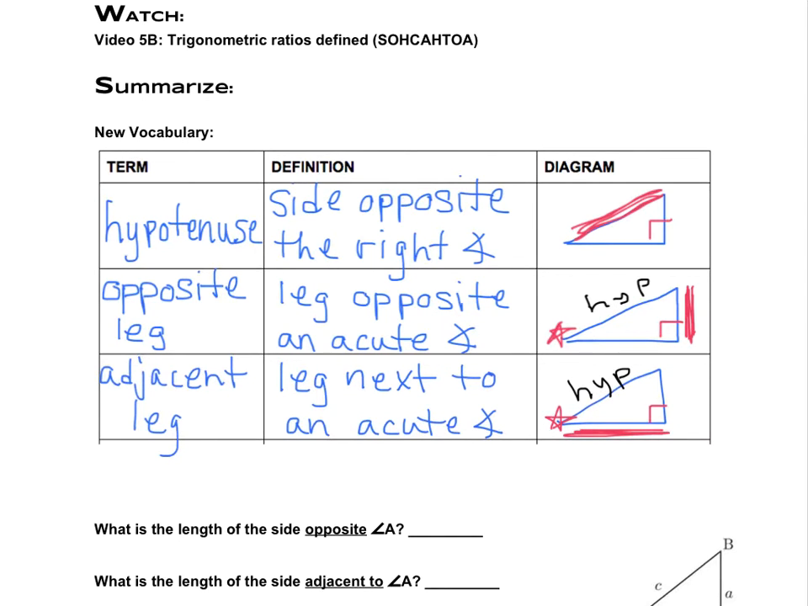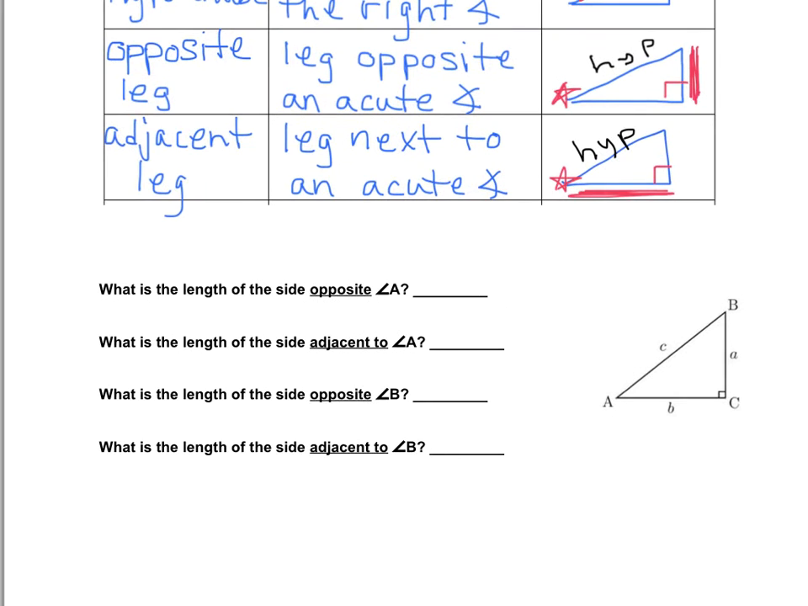Of course, you knew hypotenuse already. We have opposite leg and we have adjacent leg. What we're going to do now is start to practice identifying these different legs. So we're going to look at this diagram in the corner here, and that's going to be in reference to each one of these four questions. So first off, we're going to start with this first one. What is the length of the side that is opposite angle A?